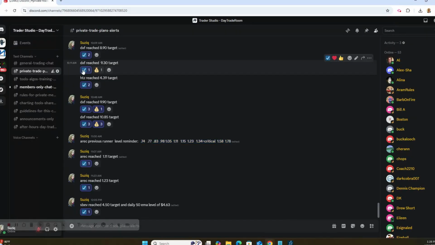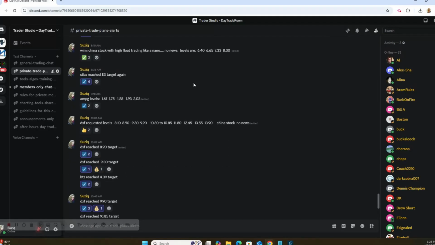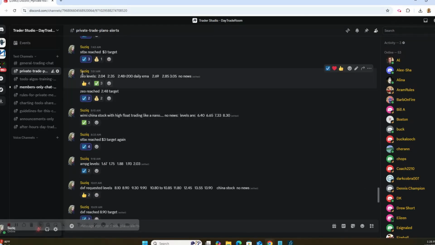Now I put a check mark if it has reached a target. It doesn't mean I've traded it. Doesn't mean I haven't traded it. It just means it reached a target. And I need that because I use that for my own personal reference when I'm looking back, if I'm backtesting or referring back in time. I want to know if something reached a target. And so I just look for the blue check marks.